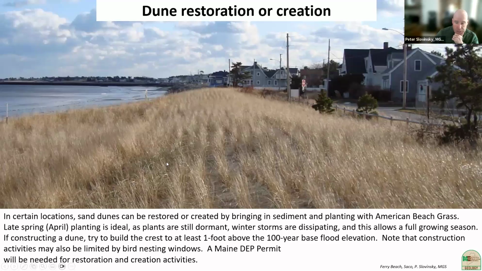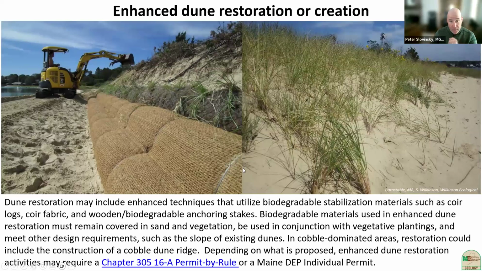My last couple slides. Dune restoration is something that can be done with a very simple permit from Maine DEP. And we recommend that these dunes be built 1 foot above the FEMA 100-year base flood elevation. Now there's something that's called enhanced dune restoration that is now permissible under a special permit by rule through Chapter 305 that uses coir materials to kind of form a core, or in some areas you could use cobble to form that core. And then sand is brought in and covers that, and dune grass planted. If metal anchors are used, like as is shown here, that would require a more in-depth kind of permitting.